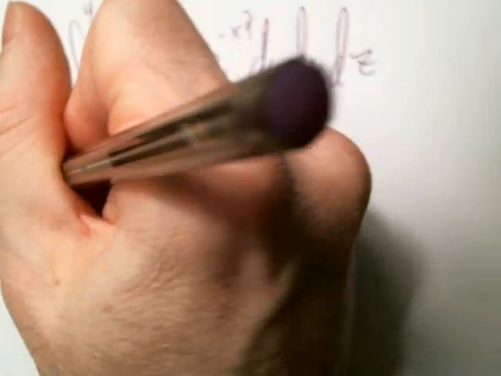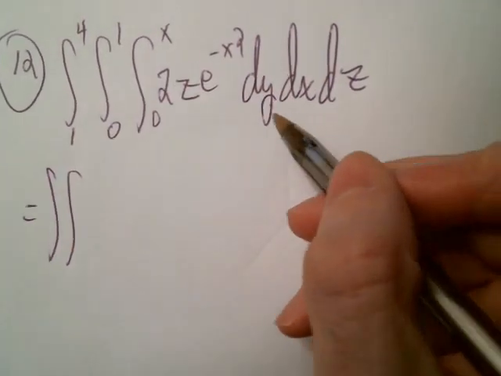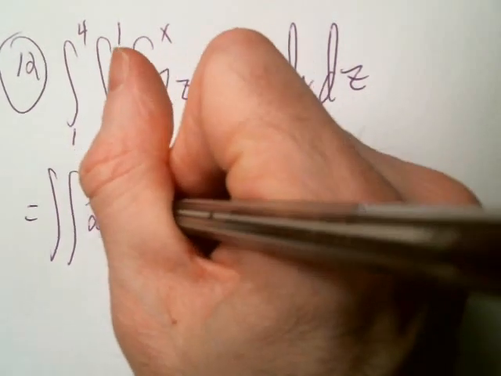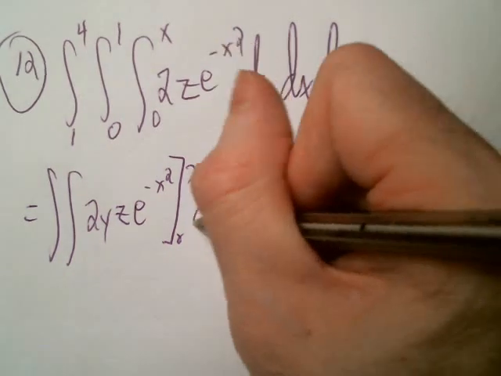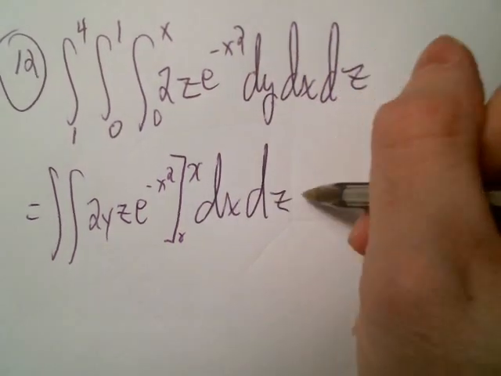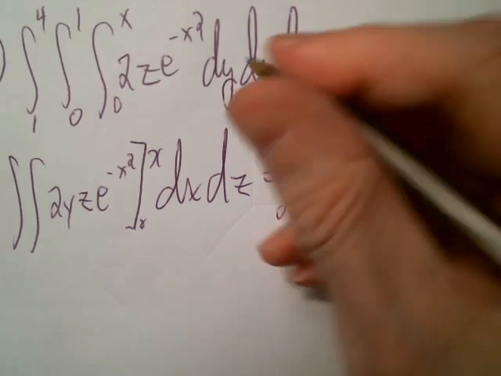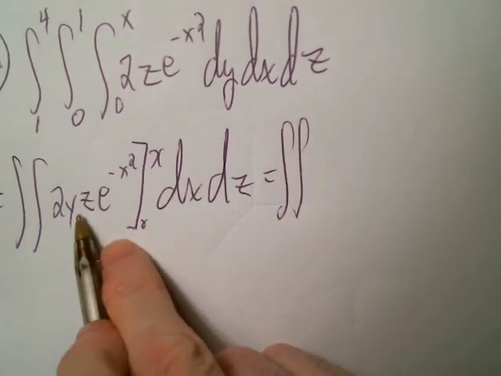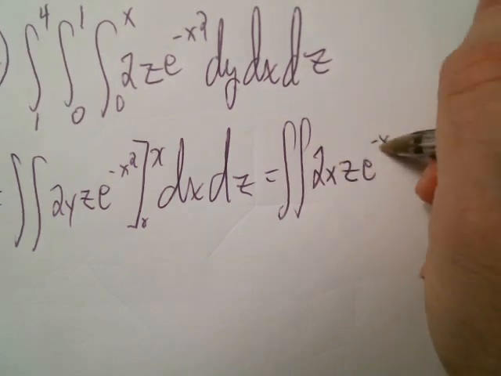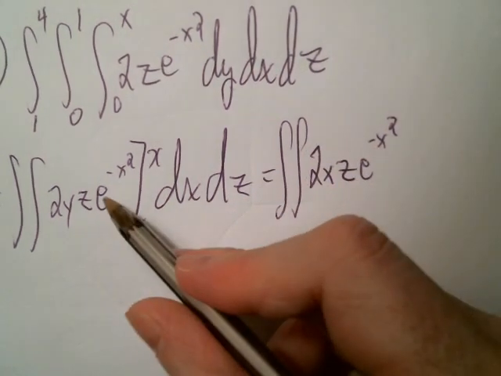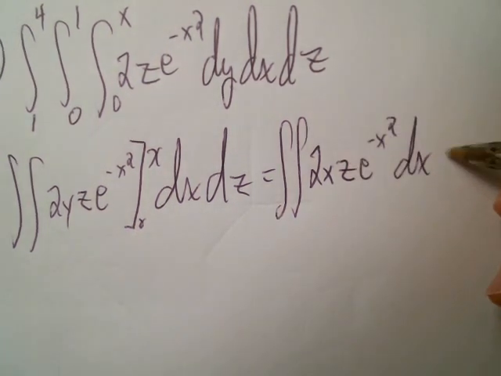So the integral of this thing with respect to y is just going to be 2yz e to the negative x squared evaluated from 0 to x, dx dz. And then we have the double integral. Plugging in x, I'll get 2xz e to the negative x squared. And then I plug in 0, it'll just be 0, so minus 0, you don't have to write it. And then I have dx dz.